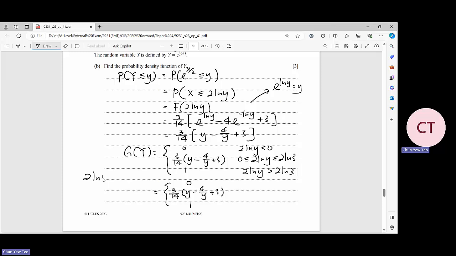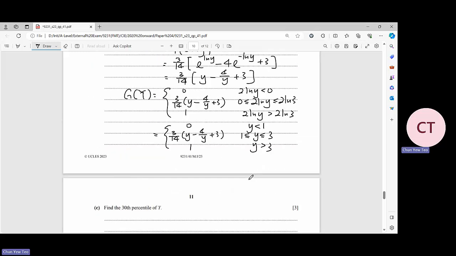If you let this equal to 0, you get y is equal to 1. So this one is y less than 1, this is y between 1 and 3, and this one is y greater than 3. So this is your CDF. But we are not looking for the CDF. We want to find the PDF, and in order to get the PDF, we must have the CDF first.